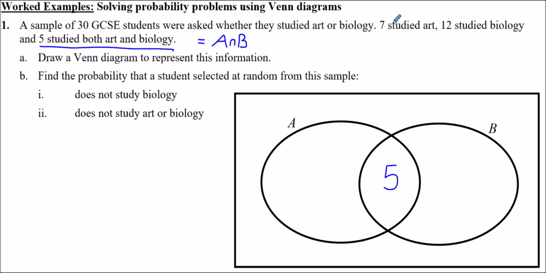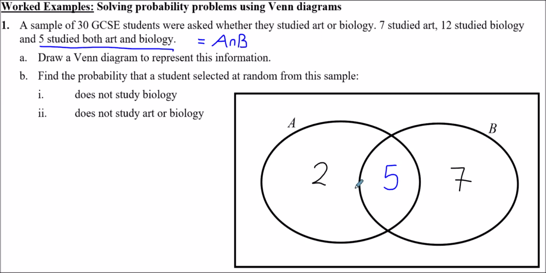We're told though that 7 students studied art. The art region is all of this ellipse. So 5's already included, we want 7 in total, so we need an extra 2. 2 plus that 5 gives us this 7. On the other hand, 12 students studied biology. Biology is this region here, of which we've already included 5 students. We want a total of 12. What do we add on to 5 to get up to 12? We need to add on an extra 7.